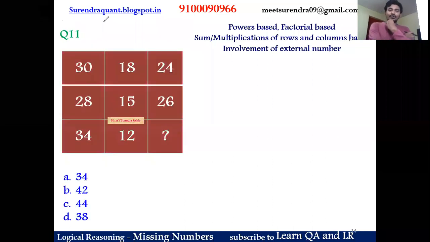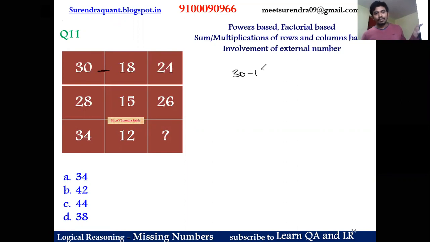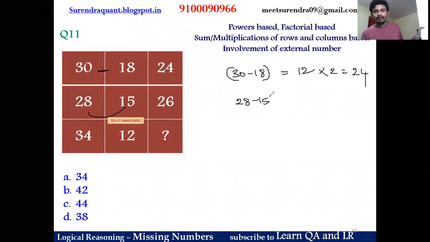So 30, 18, 24, 28, 15, 26, 34, 12, and then what? This kind of question we actually discussed in the first video. What did I do there? When I take the difference of these two, 30 minus 18, the difference is 12. After getting the difference as 12, now involve some external number, that is into 2, to get the third column element. Now friends, here 28 minus 15, the difference is 13. Now multiply with 2 to get the third element 26.